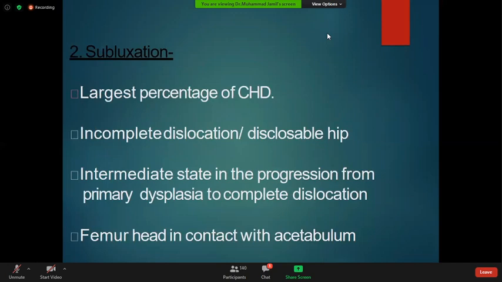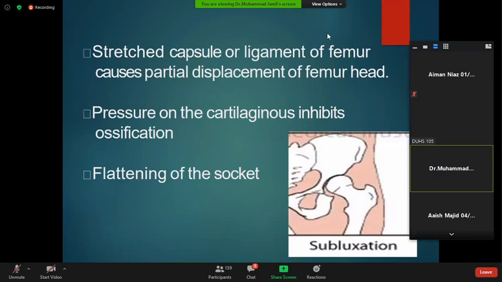What is subluxation? A large percentage of CDH is subluxation. It is an incomplete dislocation, where you can dislocate the head on examination by the Barlow and Ortolani maneuvers. It is an intermediate stage in the progression from dysplasia to complete dislocation. The femoral head is in partial contact with the acetabulum.